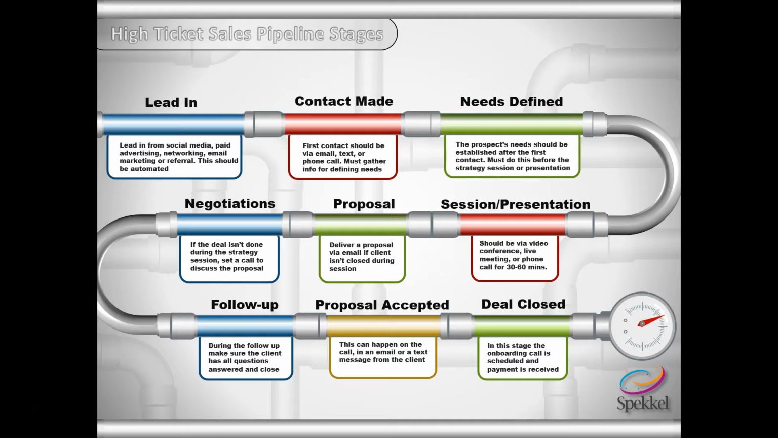Now, of course, in this stage, this is where you collect the money, you get them in your onboarding schedule so you can get them started in your program right away. And these are the basic stages of a high ticket sales pipeline that will allow you to have success. Now, the challenge is that you need to be able to organize and navigate every single prospect that comes into your world through this process.